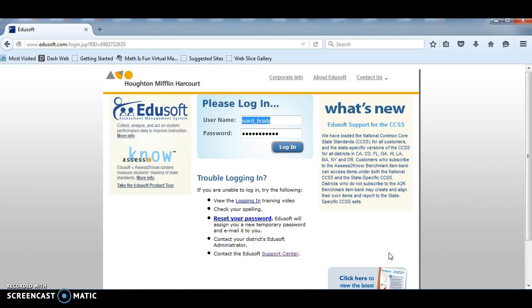Hello, with this screencast I'm going to show you how to access item analysis data for tests in Edusoft, and specifically for the academic vocabulary pretest. The first thing is to make sure that you're using Firefox as your browser, and then type in edusoft.com in the address bar, and it should take you to this screen.